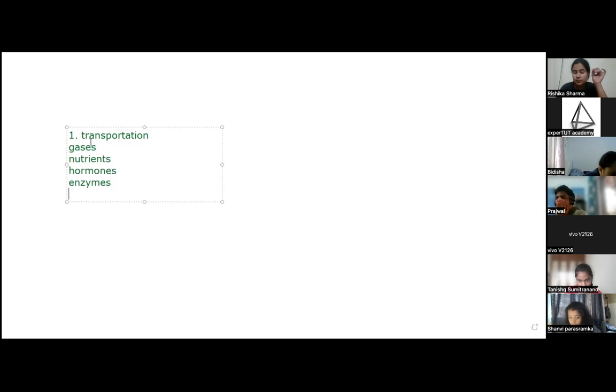Is it clear? What is the second function of blood? Blood helps in clotting. Next function of blood.